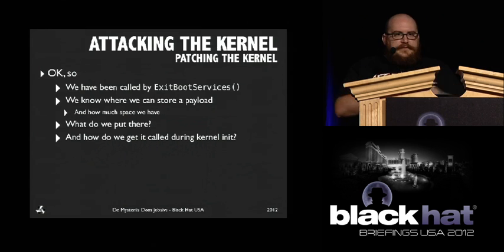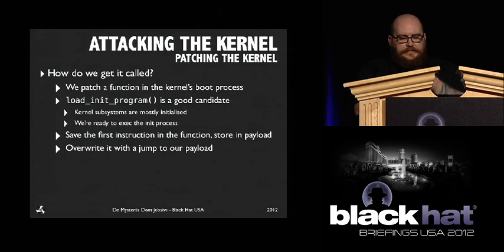Alright, so we've been called by exit boot services, and we know where we can store our payload and how much space we have to store it. So what are we actually going to put there, and how do we get it called? I'm going to answer the second question first, because it makes more sense that way, funnily enough. So we patch a function in the kernel's boot process. I've chosen to use load_init_program because at that point most of the subsystems are initialized and we're ready to actually execute the init process. So everything's pretty well sorted out as far as kernel land goes.